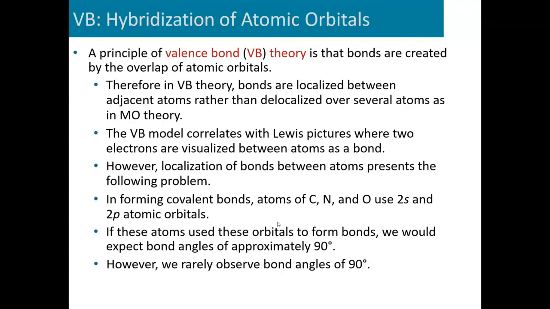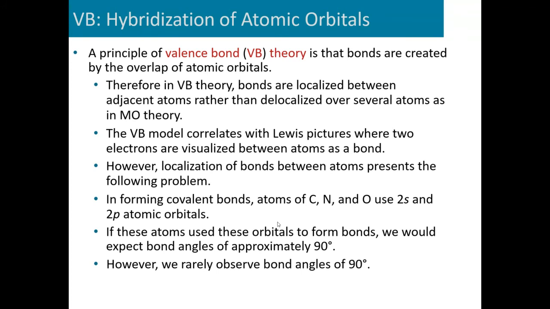Now we're going to move to the hybridization theory. The hybridization theory relies on the valence bond theory, which basically tells you that bonds are formed only between valence electrons within the molecule, within the atoms. So the atoms can share only valence electrons.